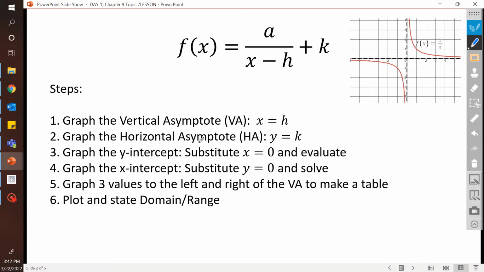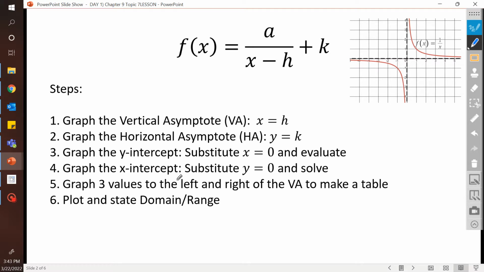The horizontal asymptote, which is affected by the vertical shift, gets moved up or down, and it will have the equation y is equal to k. So it's always y is equal to whatever the vertical shift is. We can also graph the y-intercept and find the y-intercept by plugging 0 in for x and evaluating. We can do the same thing with the x-intercept. We can substitute 0 in for y and then evaluate.